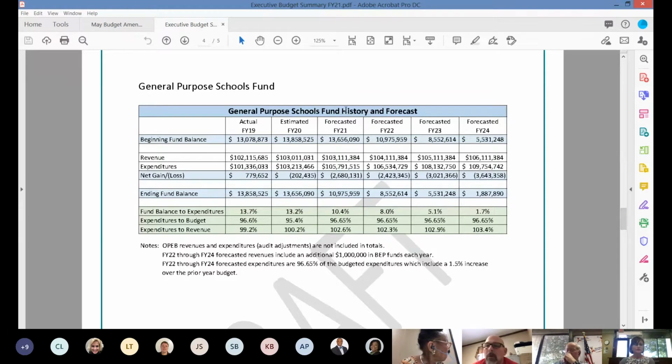While we're on the fund history and forecast, I'll explain what I've done as far as future years in building this forecast. You can see that I've added a $1 million increase in BEP funds each year. It looks like, based on our April estimate this year, that we may get funding at about $711,000 over last year. We'll see where that falls out, but we'll continue to get estimates monthly until we get our final estimate in July.